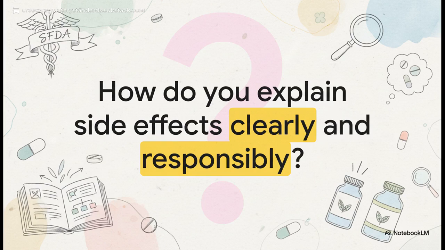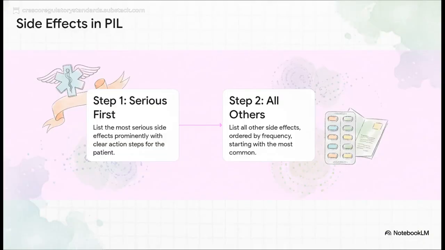So how does the SFDA say we should handle it? While the SFDA mandates a very specific patient-first structure, you have to start with the most serious side effects. And crucially, it's not just a list. For each one, you have to provide clear, actionable instructions like stop taking the medicine and seek urgent medical help. Only after you've dealt with those critical risks do you list all the other side effects, and you do that in order from most common to least common. It's all about prioritizing the patient's immediate safety.